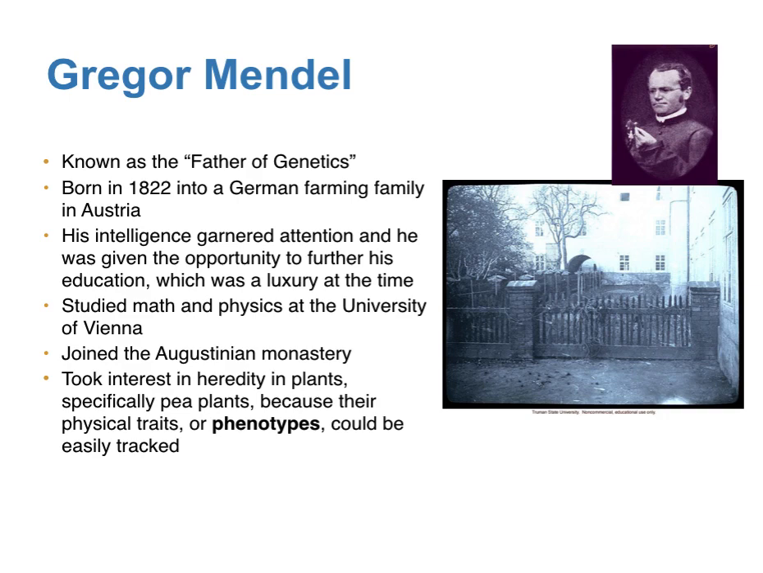He joined the Augustinian monastery, and because really there was nothing else to do, he took interest in heredity in plants, specifically pea plants, because their physical traits, also known as phenotypes, could be easily tracked.